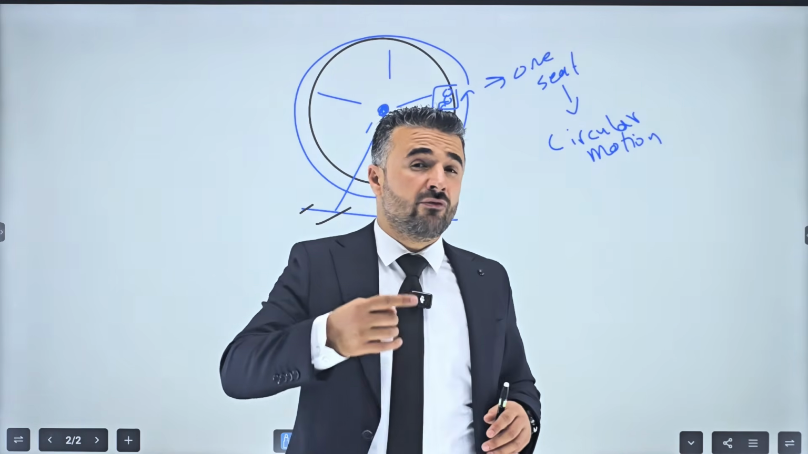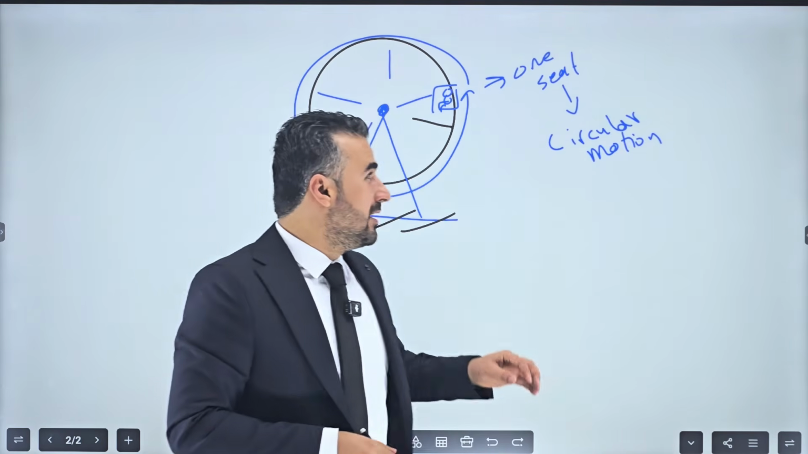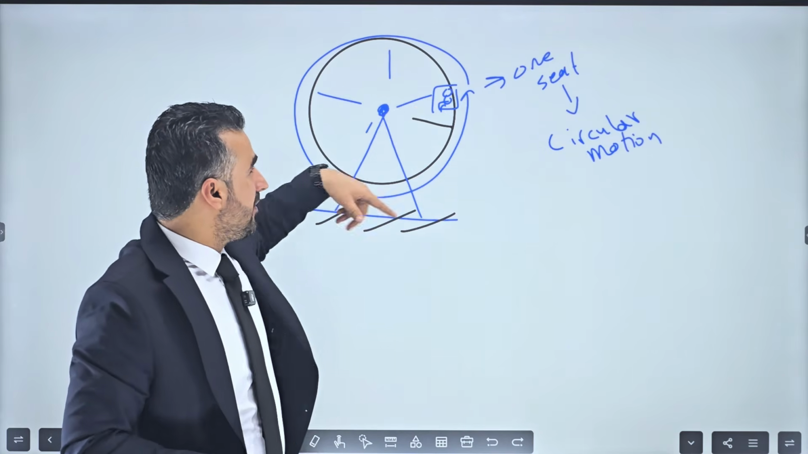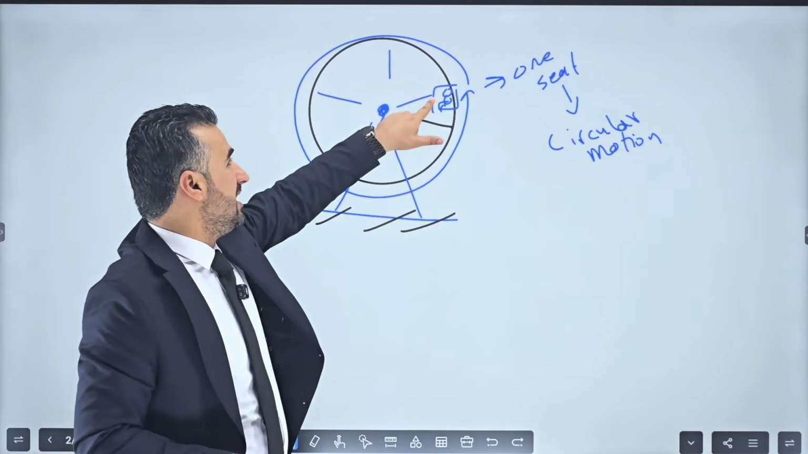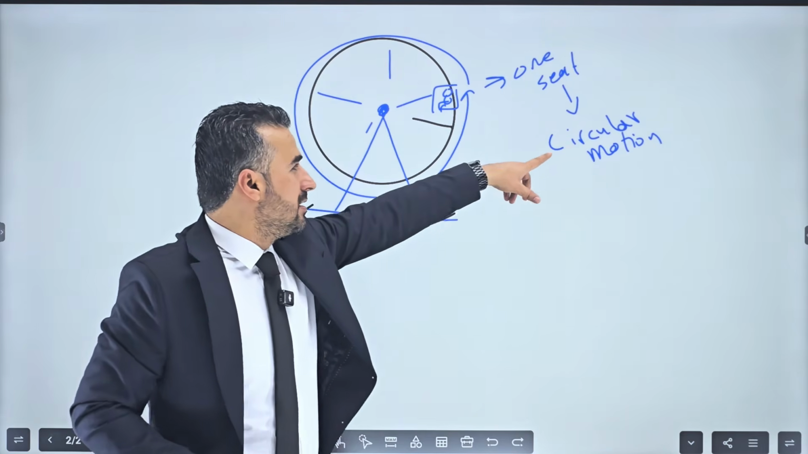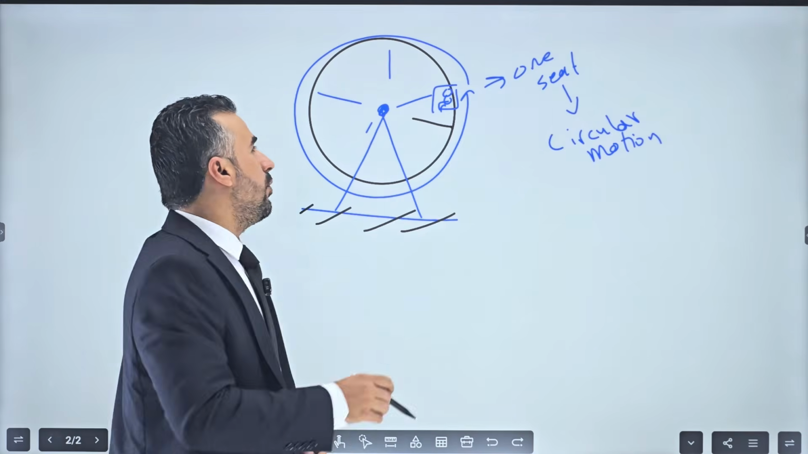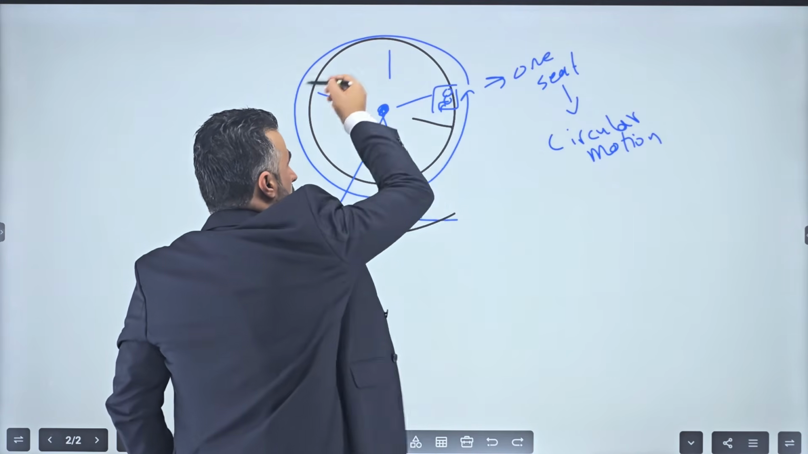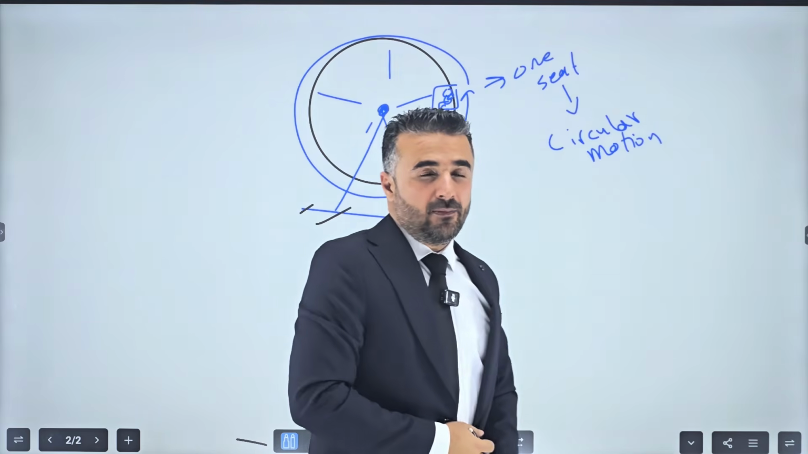We can say in every rotational motion, there is always a circular motion. For example, the Ferris wheel as a whole is rotational motion. But if I take the motion of one seat, it is going to be circular motion. So based on this, we can say whenever there is a rotational motion, there will always be circular motion too.